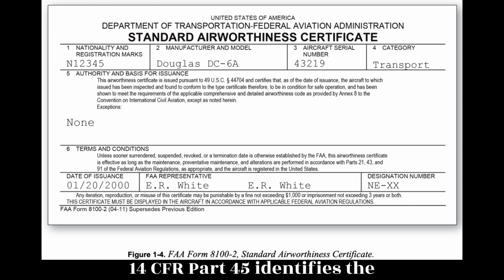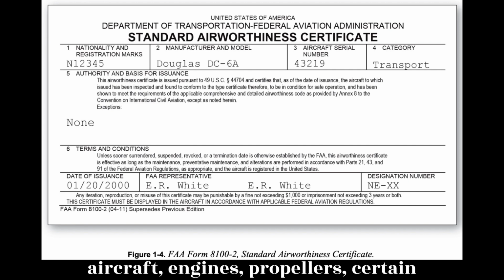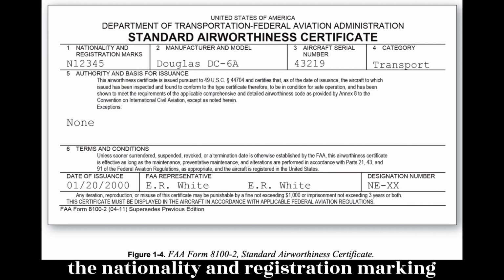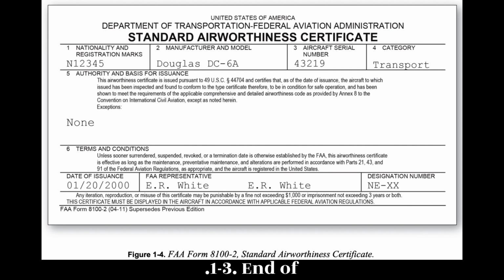4. 14 CFR Part 45 identifies the requirements for the identification of aircraft, engines, propellers, certain replacement and modification parts, and the nationality and registration marking required on U.S. registered aircraft. End of page 1-3.